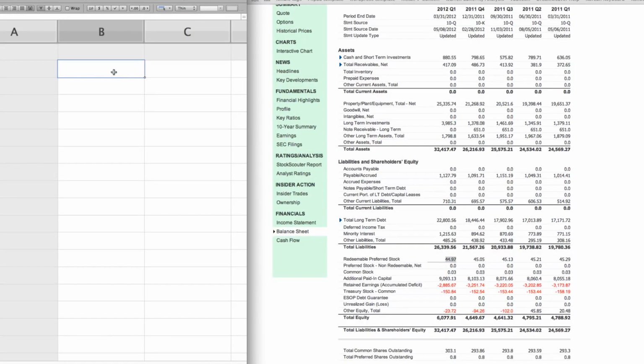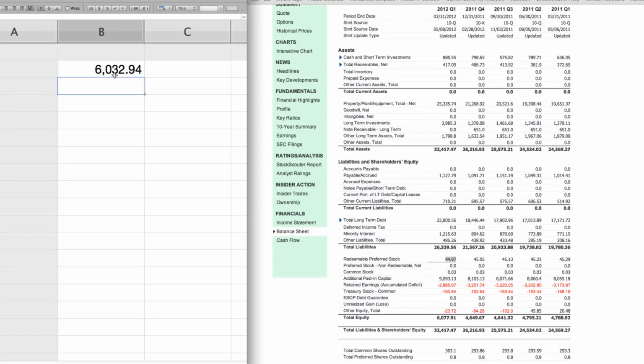So the total equity is 6077.91. I've got to put an equal sign in front there in order for it to do the math. So we got that number in, and then we're going to subtract the 44.97 because that's the preferred stock's value. And when we do that, we get 6,032,000,000 for the total equity.